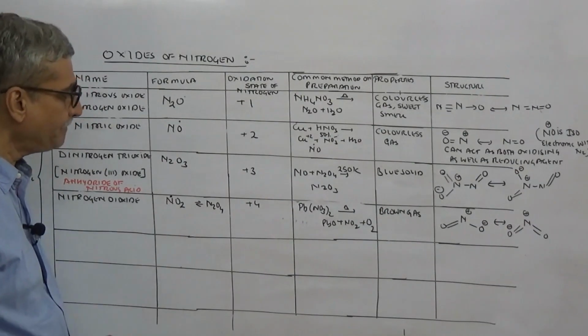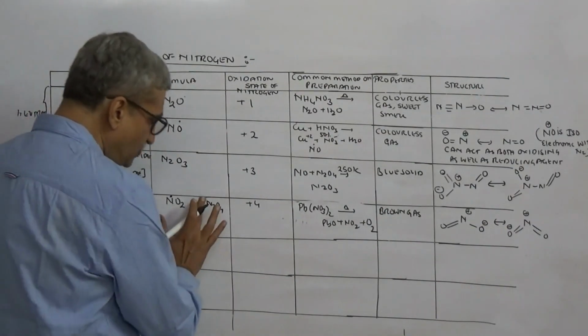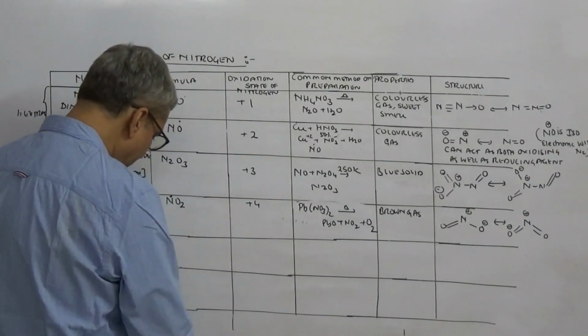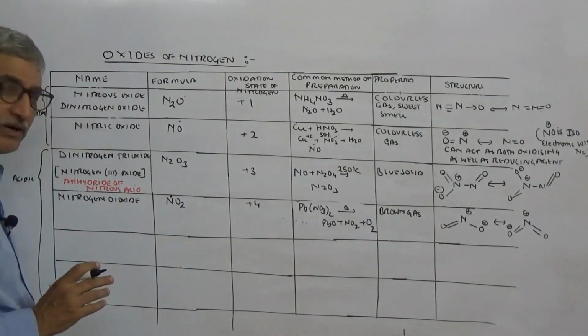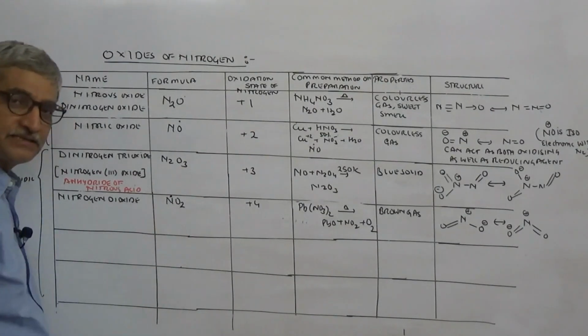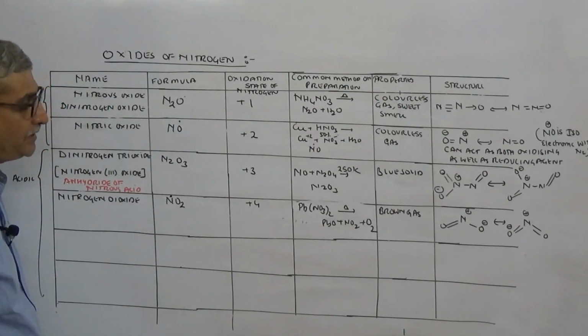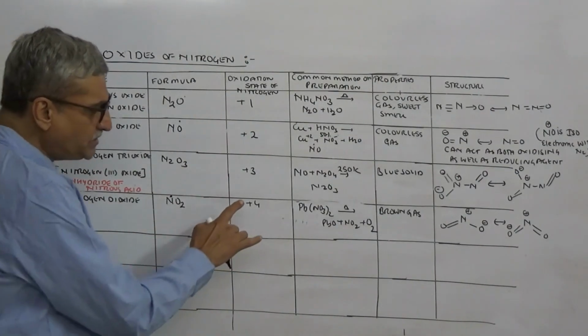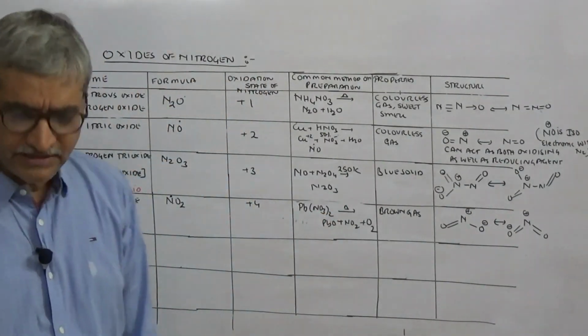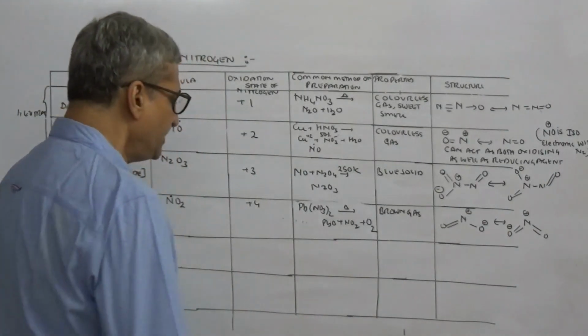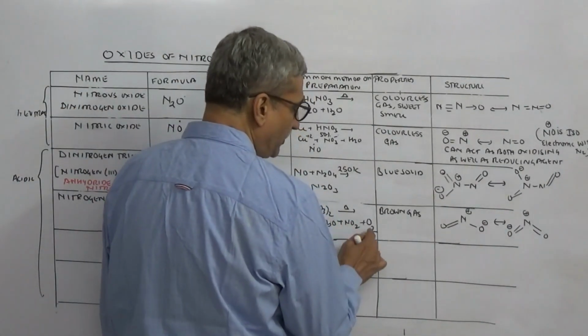Is this clear? At about 100 degrees centigrade, it decomposes to form a brown colored gas. Since I will be discussing this in the next one, I am skipping it, but for your knowledge you must know that at a lower temperature it prefers to remain as a dimer. The oxidation state is plus 4. Simple heating of lead nitrate: just heat lead nitrate, it forms lead oxide plus NO2 plus oxygen.